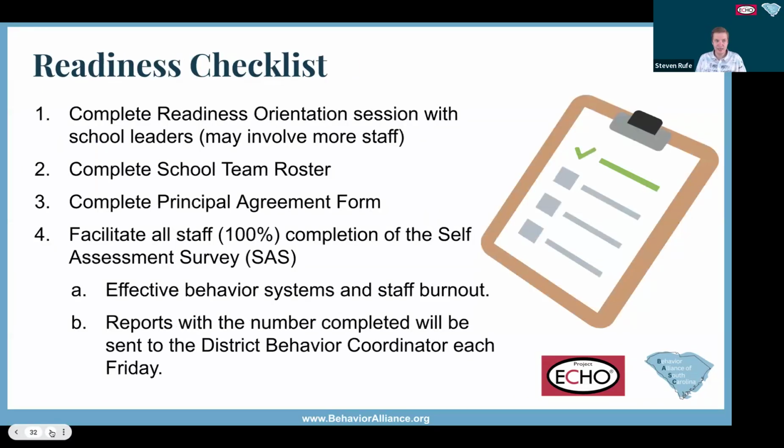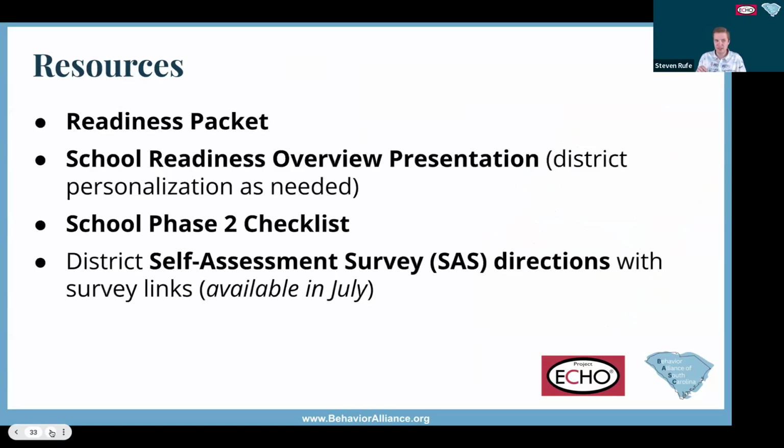about, okay, that readiness checklist, great, all that information is there. But the next slide is going to give us a little bit more in terms of what resources you have available to you to start thinking through the readiness process now. In your Google Drive, I'll show you where to find it. You already have a copy of the readiness packet. I just put it there today, along with the school readiness overview presentation, which you can personalize for your district as you'd like to do.